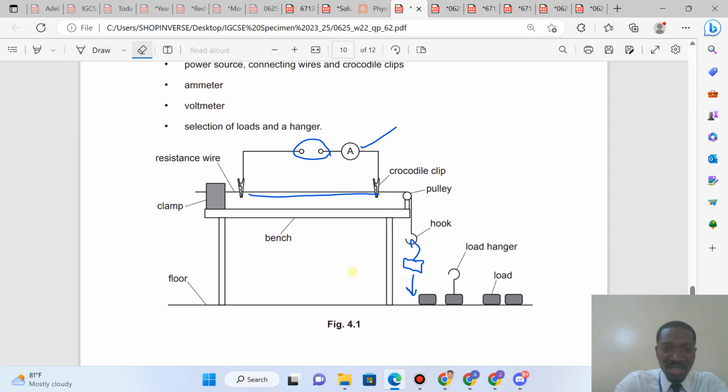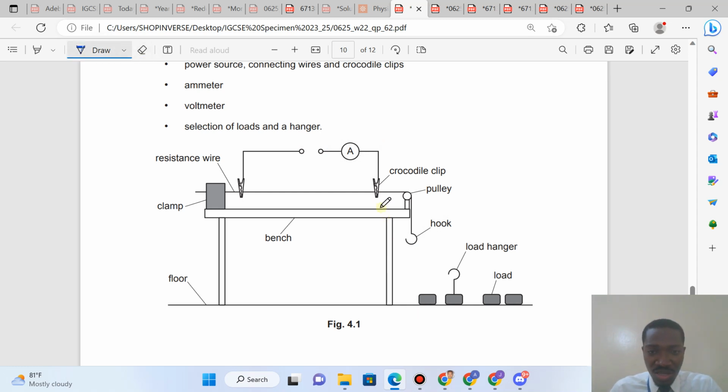Now, this is the original question. So let me erase every other additional information I've put there and focus on answering the question. How do I draw a voltmeter in this circuit? Since this is the resistance wire, I put wires here, to show the connection wire from the crocodile clip, and then I draw this circle here that represents my voltmeter, and then I put a V here to represent my voltmeter. This looks correct, but it is very rough.